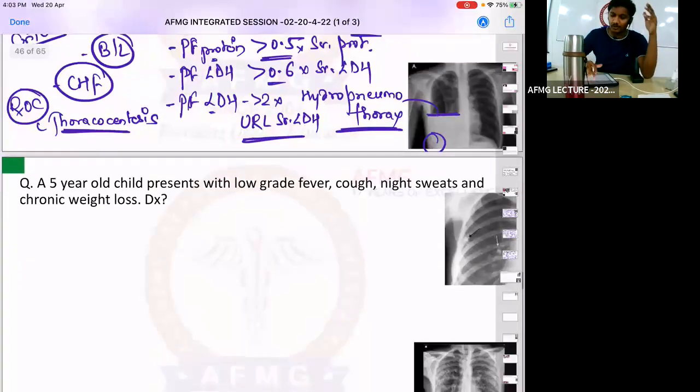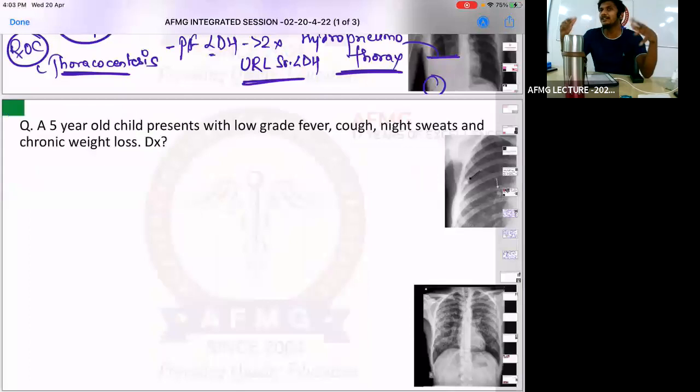And if even after thoracocentesis pleural effusion is recurrent, then we can inject a sclerosing agent into the pleural cavity. This treatment is called pleurodesis, which is usually done in cases of malignant pleural effusion.